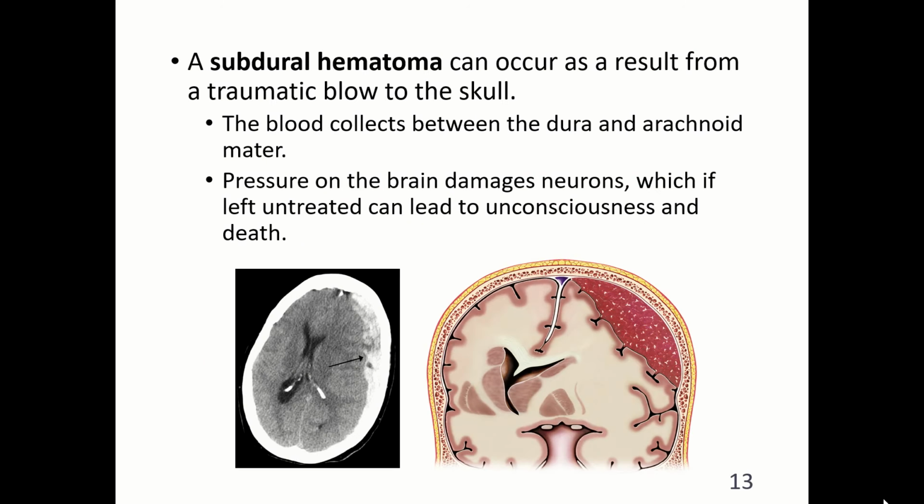A subdural hematoma can occur as a result of a traumatic blow to the skull. The blood collects between the dura and arachnoid mater, and pressure on the brain damages neurons, which, if left untreated, can lead to unconsciousness and death. And sometimes this is hard to pinpoint, particularly if the trauma was on the other side of the brain.